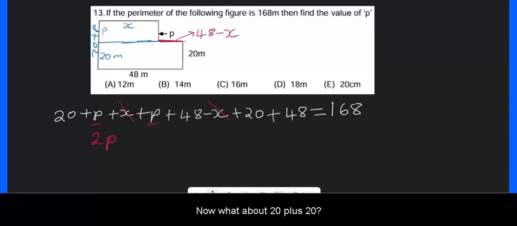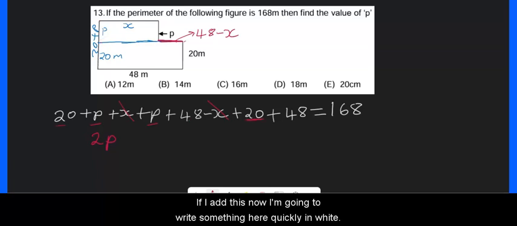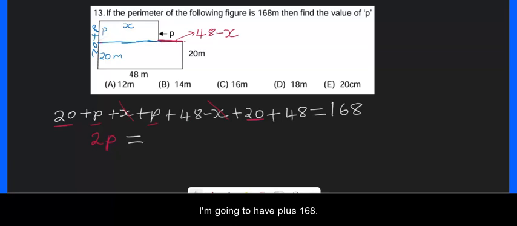Now what about 20 plus 20? If I add this, now I'm going to write something here quickly in white. I'm going to have plus 168. Now I've got that 20 plus 20 is giving me 40. So I've got 40 right there. Now I'll come here, I've got 48 plus 48. What is that? Then I can have my 48 plus 48.